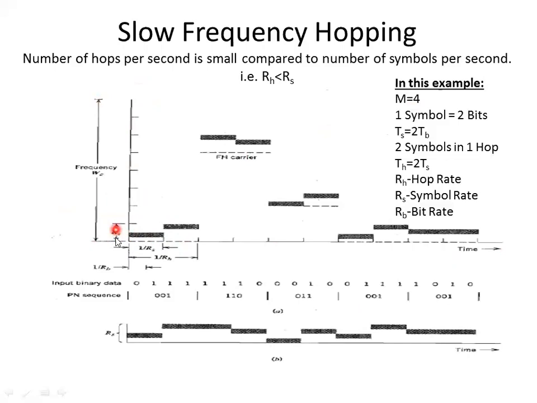So on the x-axis we have time. M is 4 and one symbol is equal to 2 bits, because there have to be 4 symbols: 00, 01, 10, 11. So TS should be equal to 2 times TB. TS is symbol duration, TB is bit duration. Just observe here, from here to here corresponds to one symbol, which in turn has 2 bits. This part is the first bit and this part is the second bit.